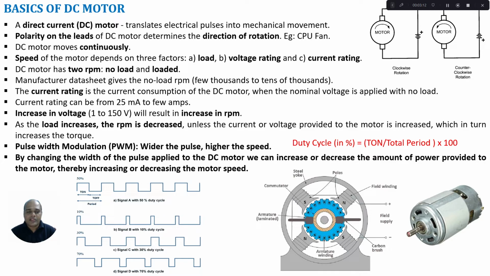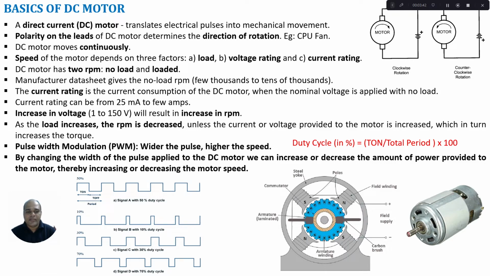Usually the manufacturer's data sheet will state the no load RPM. For example, when we purchase a motor rated for 100 RPM, it is under no load condition, which means before connecting any load the motor can rotate at 100 RPM maximum. This no load RPM can vary from a few thousand to tens of thousands. So by changing the load, we can change the speed of a DC motor.